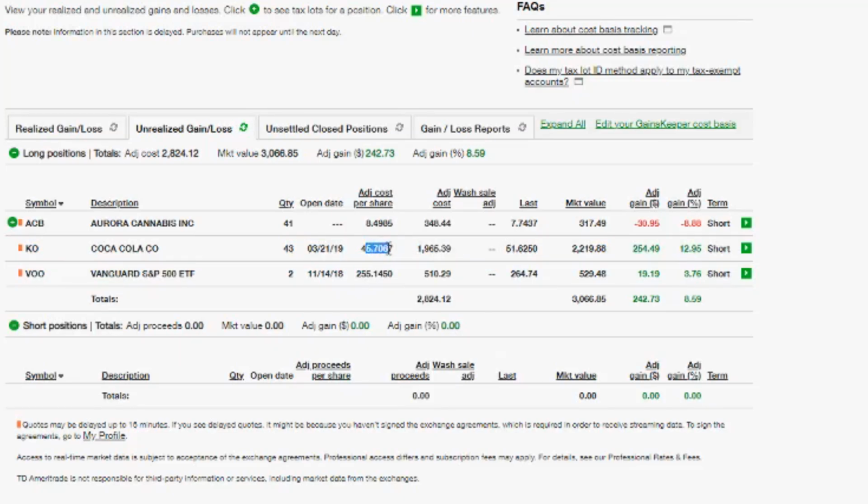I bought it at $45.70 a share, and now it's at $51.62. So I've made $254 just from the actual value itself. This doesn't even include dividends, which I've also made.